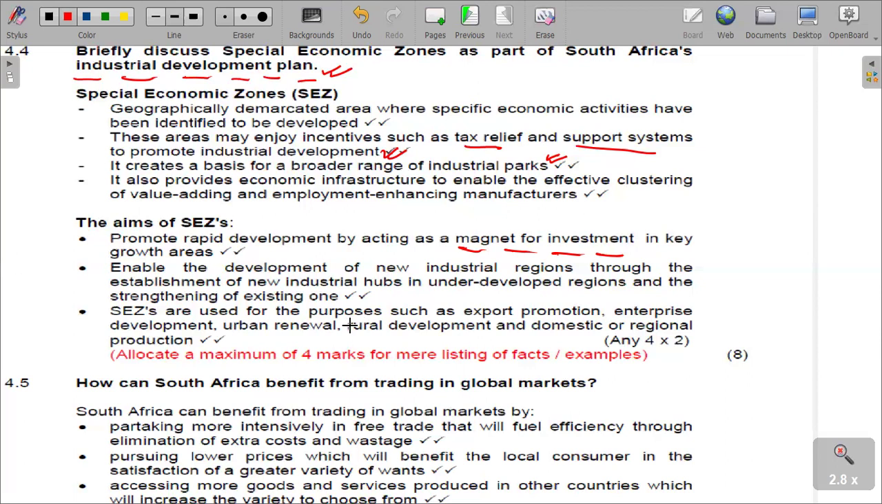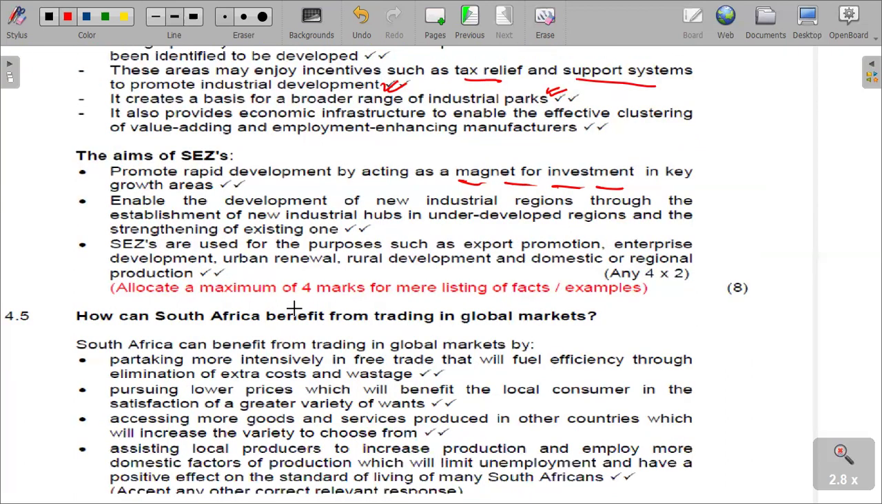And then special economic zones are also used for purposes such as export promotion, enterprise development, urban renewal, to say that we can improve our urban areas, which are regions or places that were not fully active, and also rural development and domestic or regional production. Those are other factors or advantages that can be given as aims of special economic zones.